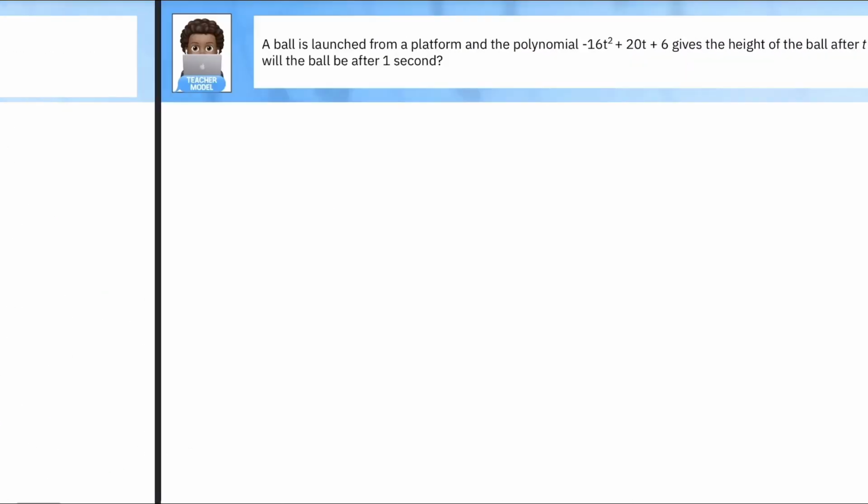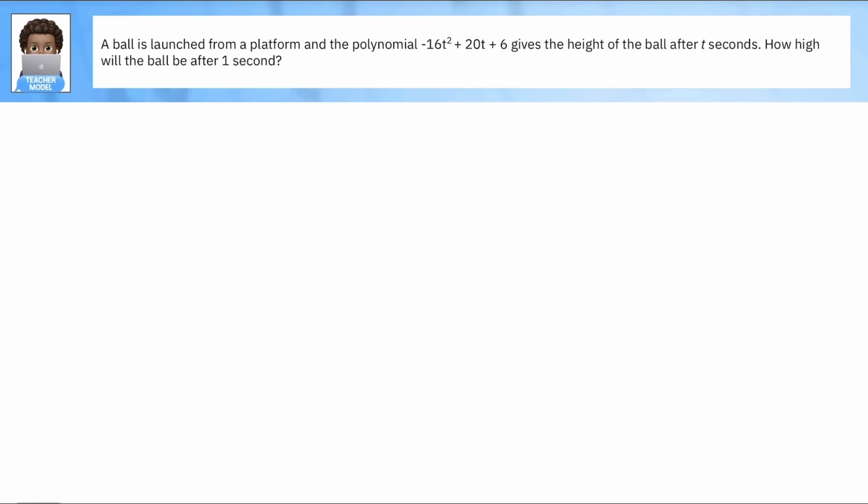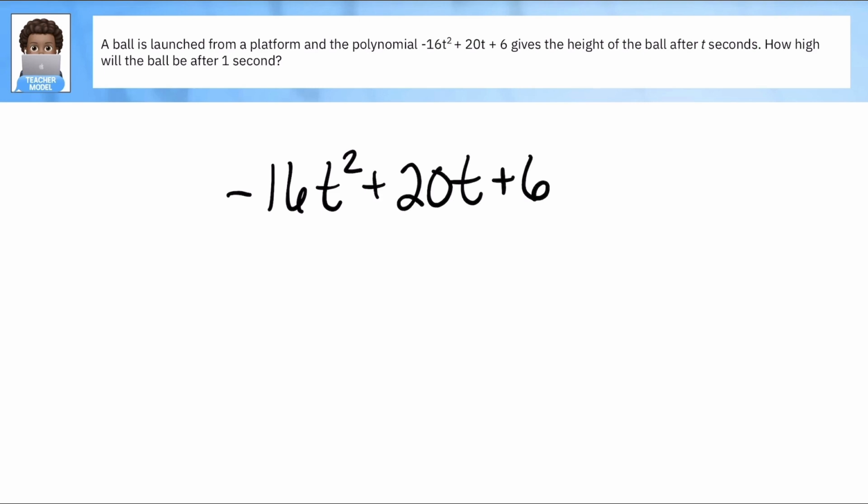There are a lot of examples in this one. So if you would like to pause, solve it, and then just see if you get the same solution, you can. All right, in this one, a ball is launched on a platform. I have the polynomial negative 16t squared plus 20t plus 6, where t is equal to 1 second.